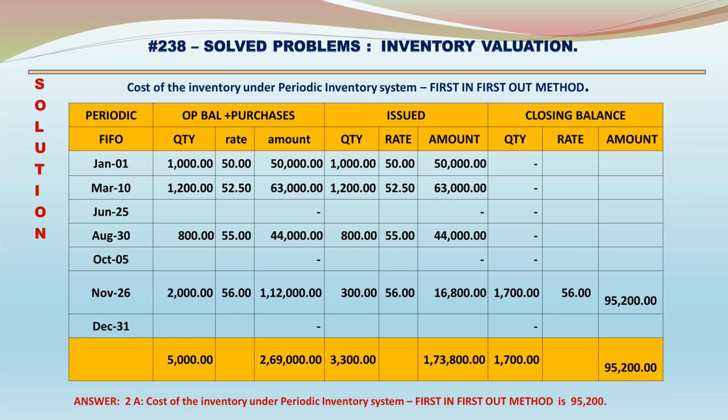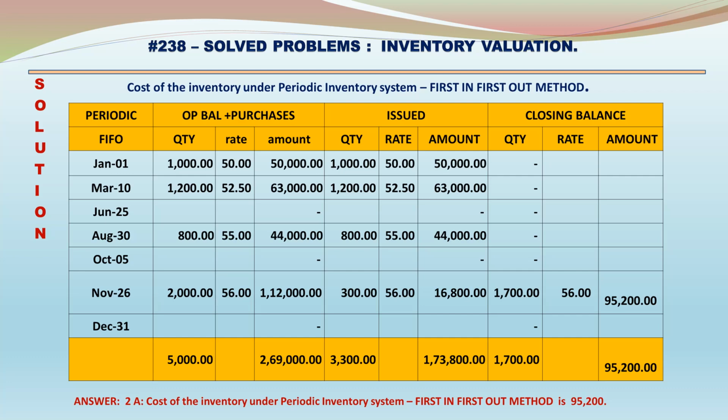Purchases: January 1, 1,000 at the rate 50, 50,000. March 10, 1,200 at 52.50, 63,000. August 30, the purchase 800 at 55 per unit, 44,000. November 26, purchase 2,000 units at the rate 56 amounting to 112,000. Total units bought 5,000 units amounting to 269,000.